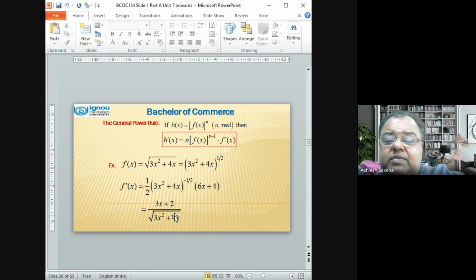Bring this down, take 2 common from the numerator, and write the answer. This is the chain rule or general power rule. Again and again, we won't be writing dy/dx, we will straight away be doing it. And that can only be done if you remember these basic formulas.